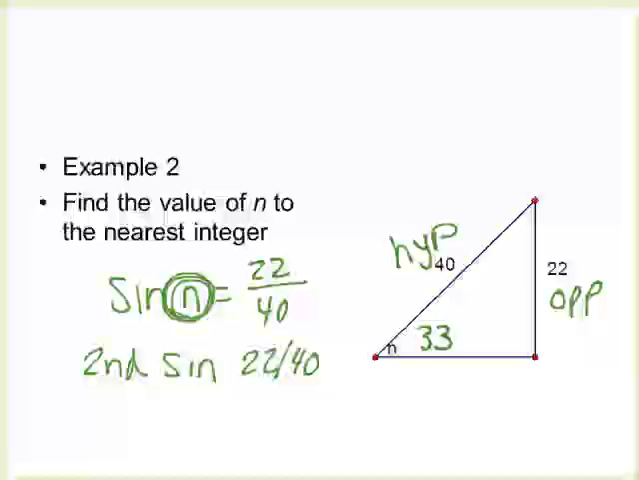Remember, if you're using a calculator phone, a phone calculator, you have to do it backwards. So 22 over 40, and then second sine. All right, more examples to look at.